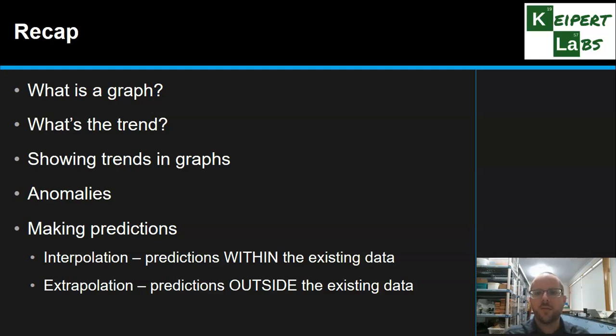We do a line that best fits the data that we have, so that we can clearly see it. Any points that are outside or don't seem to fit the rest of the trend, or are significantly different, we would call anomalies, and we exclude them from what we do next, because there must be something about them that doesn't fit the rest. And looking at how we make predictions either within the existing data, interpolation, or outside the existing data, called extrapolation.